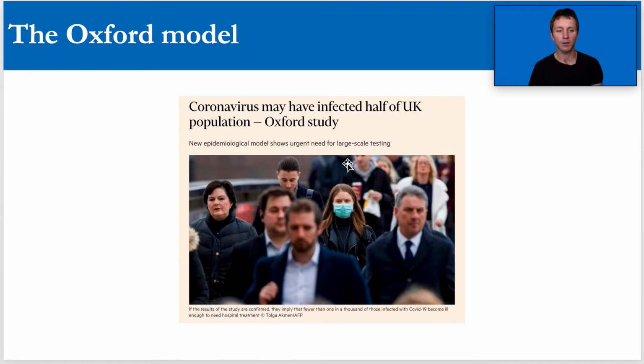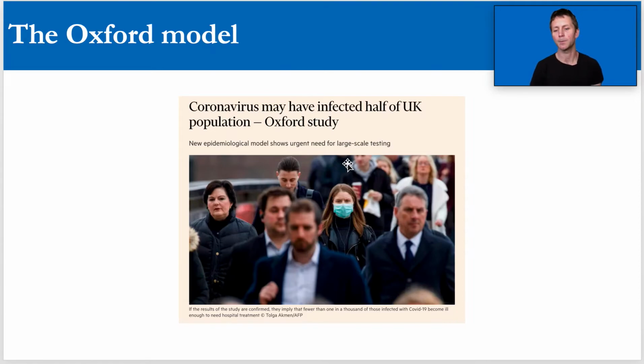Just want to talk about one more model, mainly because it's generated some headlines that appeared to completely contradict the Imperial study, and it's caused some people to claim that the government interventions in the UK and elsewhere were over the top. So we've seen headlines like this. This was in the Financial Times, saying that coronavirus may have infected half of the population already. Oxford study.